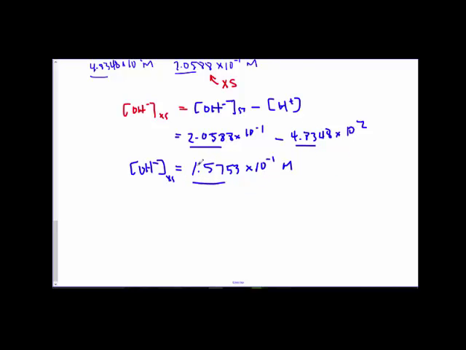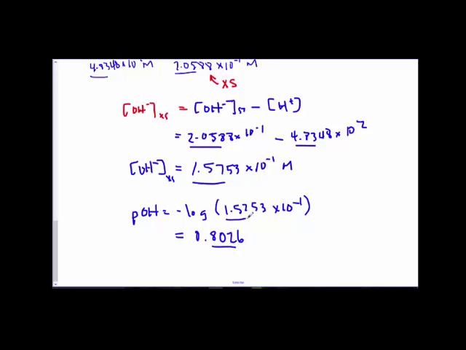Now I can go ahead and find what is the pOH and then what is the pH. So the pOH is equal to the negative log of the OH minus concentration. So it's the negative log of this value, 1.5753 times 10 to the negative 1 moles per liter. So the negative log of this number comes out to be 0.8026. Okay, keeping track of those sig figs again. There were 3 here, so there's 3 there after the decimal place.